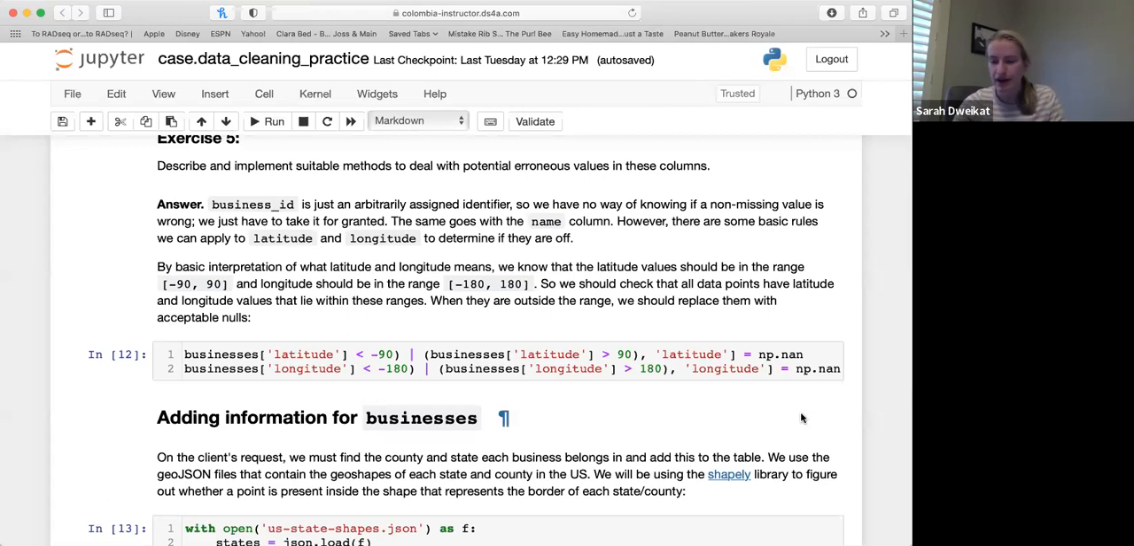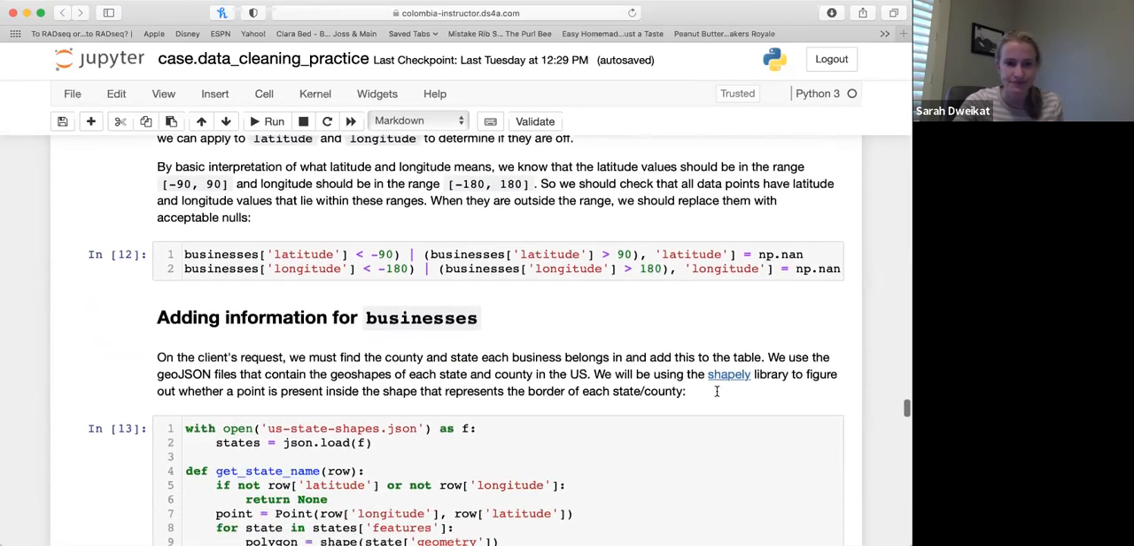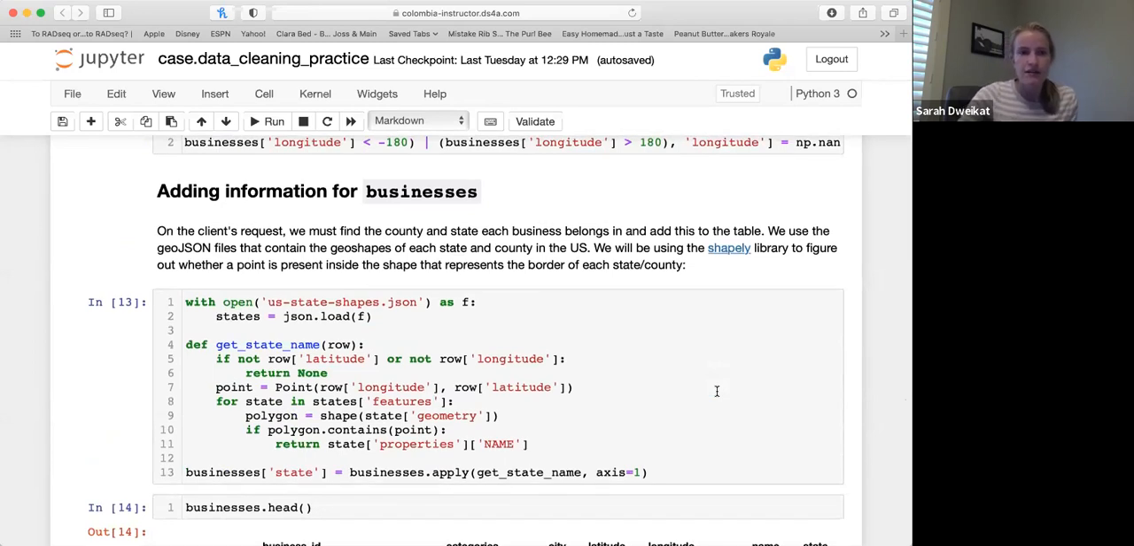That's one way that we could identify our outlier values or incorrect values for this data. Okay. So what we're going to do now is talk about adding information to our businesses column. So we've kind of cleaned our data.